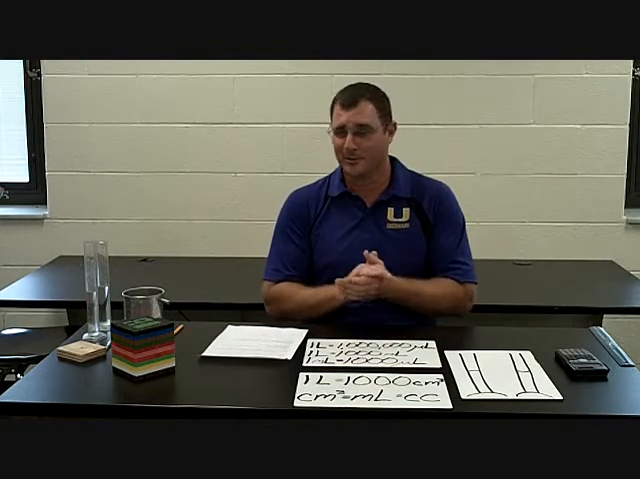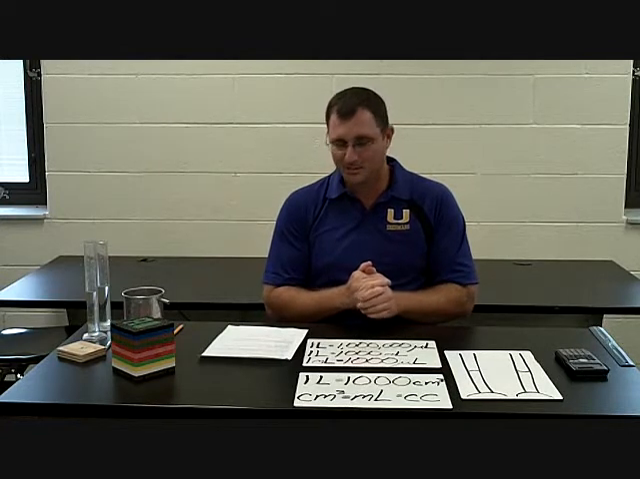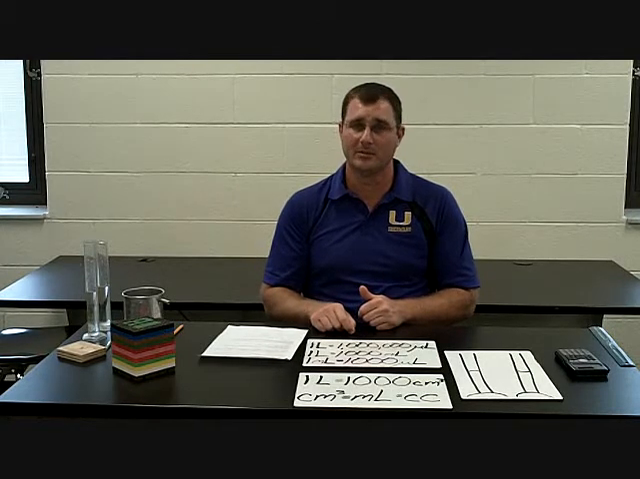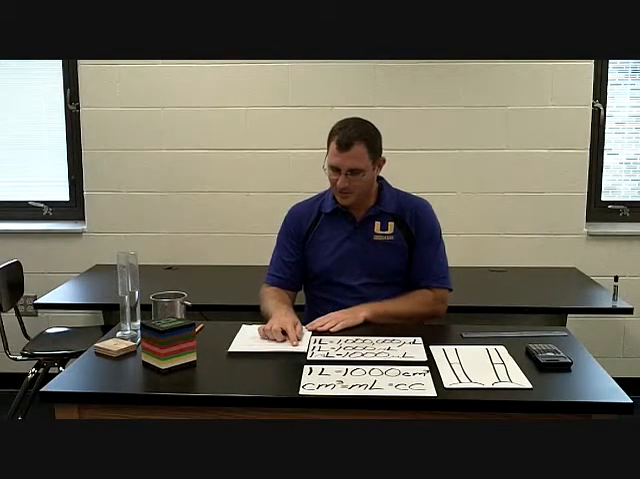The metric volume unit is the liter. Okay? We're not talking about puppy dogs. It's not a litter, it's a liter. So one liter has about the same volume as a quart. And another name for it is a decimeter cubed. So, in a liter, there are 1,000 centimeters cubed.